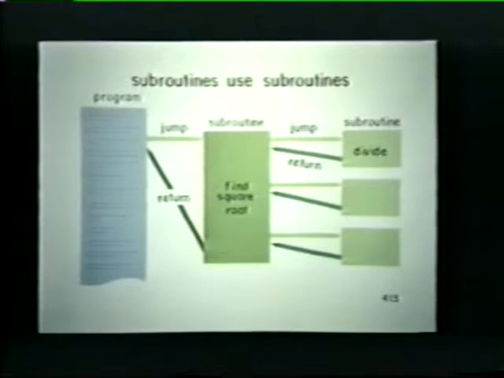Subroutines themselves can also use other subroutines. For example, the main program may call a subroutine to find the square root of a number. Finding the square root may require any number of divisions. Therefore, if the system does not have a hardware divide function, the square root subroutine calls a divide subroutine each time a division is required. After each division, control is returned to the square root subroutine until the square root has been calculated, at which point control is returned to the main program.